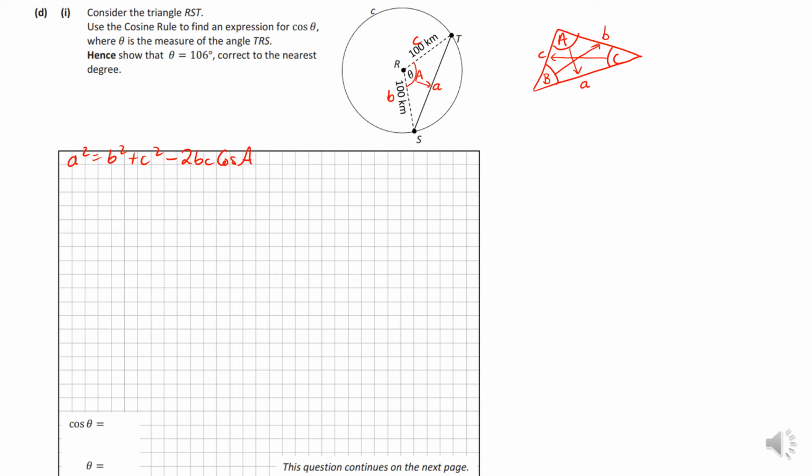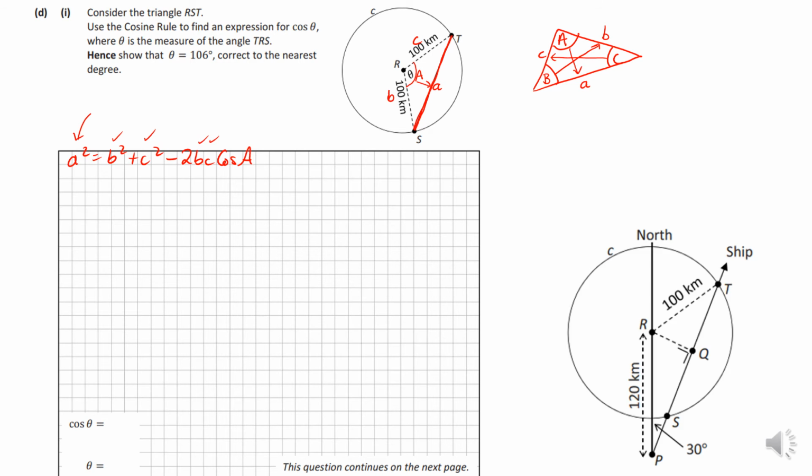Alright, so we're looking for theta, which will be our unknown in the question. So we need to know everything else. Now we know that B is 100 and C is 100. There's B and C. But we don't at the moment know what A is, the length from T to S. And that's a problem. We won't be able to solve for theta if we don't have all the other information. So let's return to our original diagram, and we're looking for T to S.